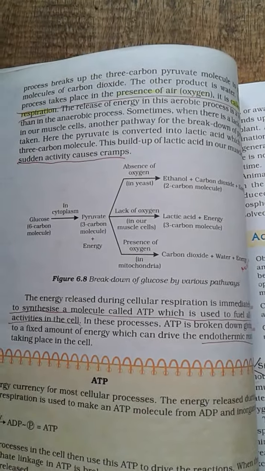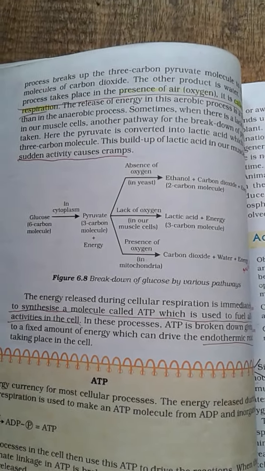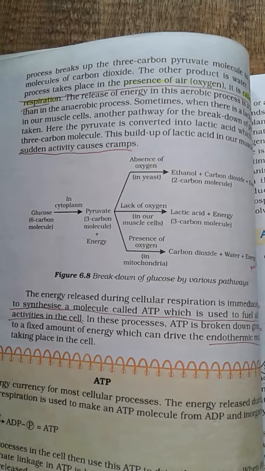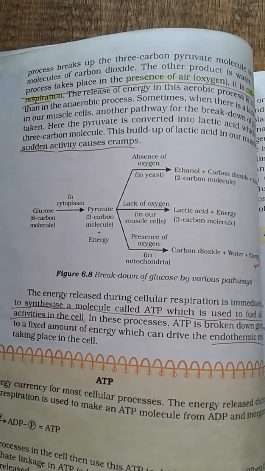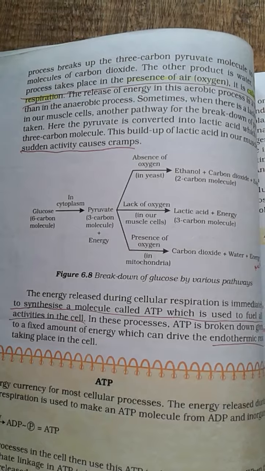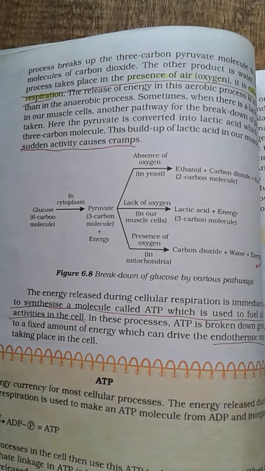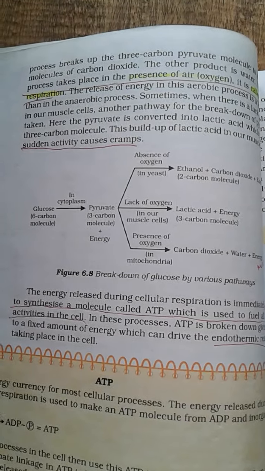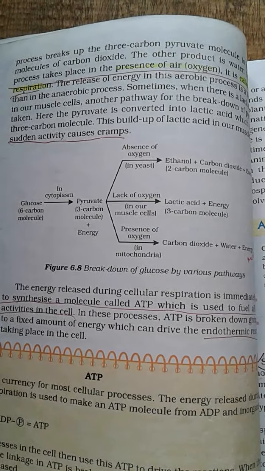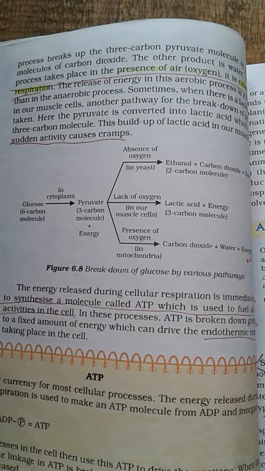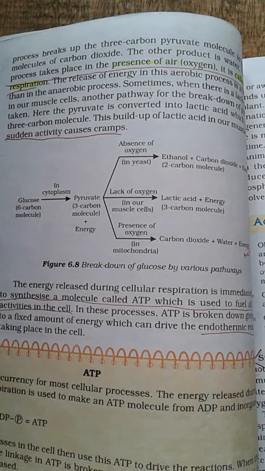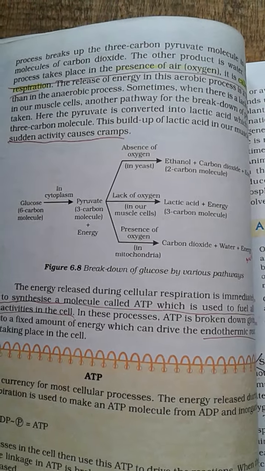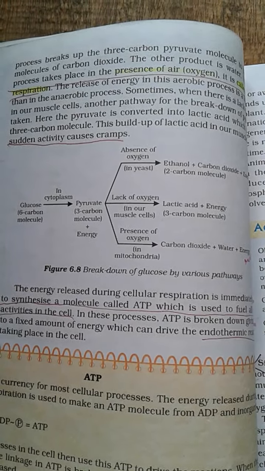Let us understand aerobic and anaerobic respiration in detail, looking into figure 6.8. So the glucose, which is the simplest form of the food present in the blood, has 6 molecules of carbon. In the cytoplasm of the cell, it gets converted into pyruvate, which has 3 molecules. Now, this pyruvate, in the presence of oxygen, if the breakdown takes place, it will get converted into carbon dioxide, water, and it will produce energy. This happens in the mitochondria of the cell.